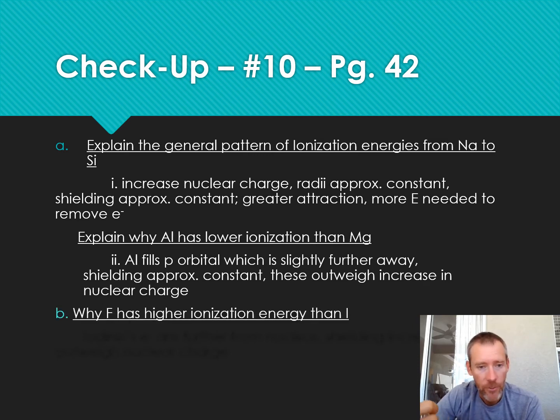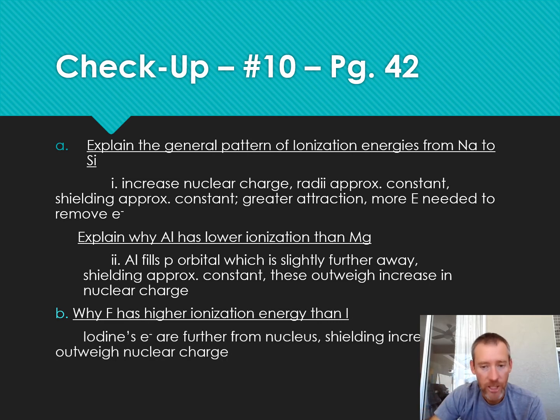You need to explain why fluorine has a higher ionization energy than iodine. Fluorine is at the top of the halogens, and then iodine's way down. So iodine has more shells. Therefore, you have increased distance and more shielding.